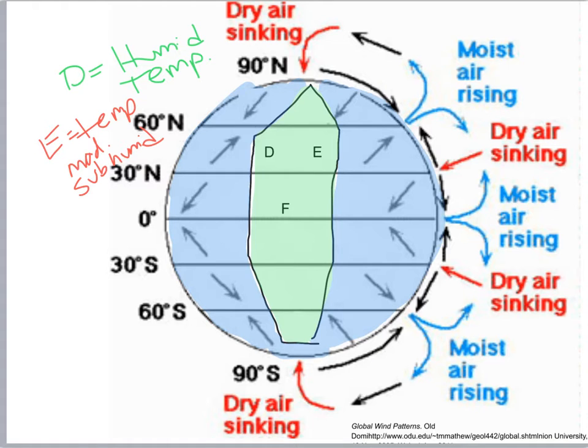And the last one, F. F is near the equator, so that's going to make it hot. I would say it's on the equator. And since it's on the equator, we have this rising air. This rising air is going to cause it to rain. So it's going to be humid.